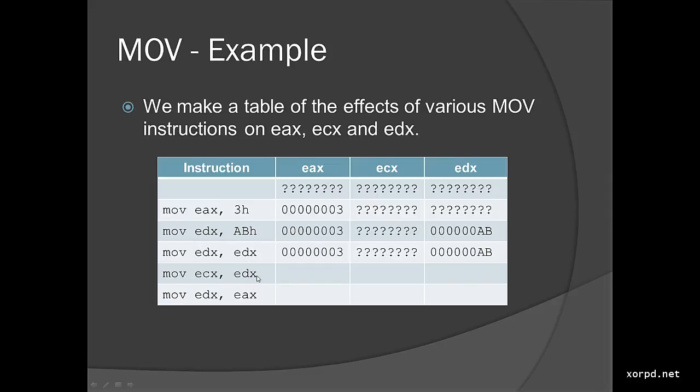Move ECX EDX. That will take the value inside EDX and copy it inside ECX. It copied the AB inside ECX. The last one, move EDX, EAX. This is going to copy the contents of EAX into EDX. Note that the previous value, AB, was overridden with the new value, 3.